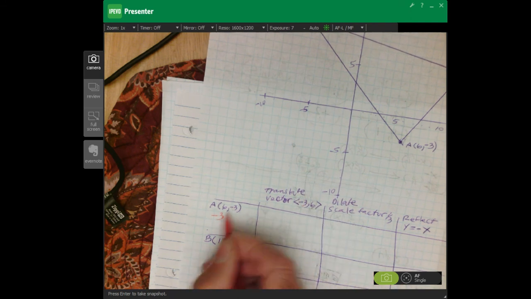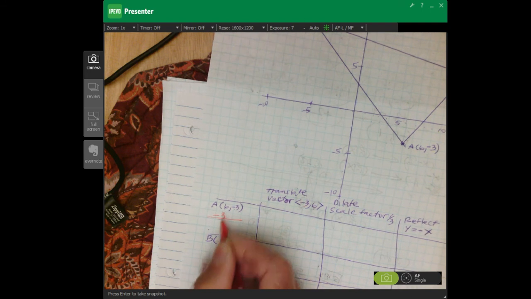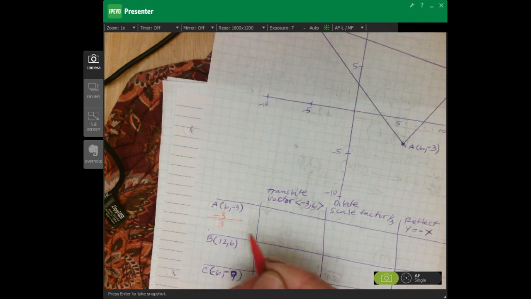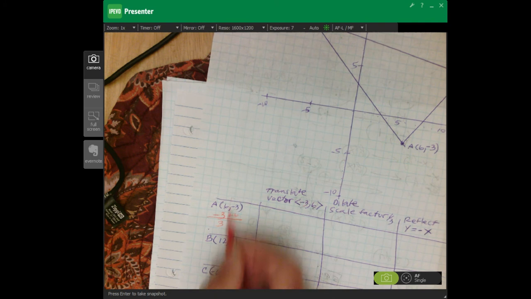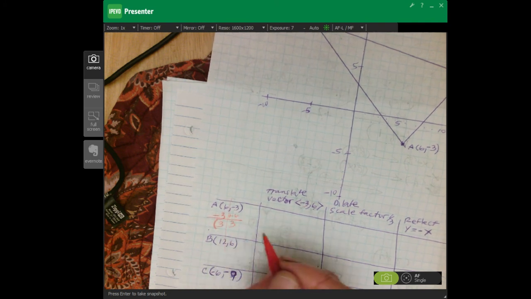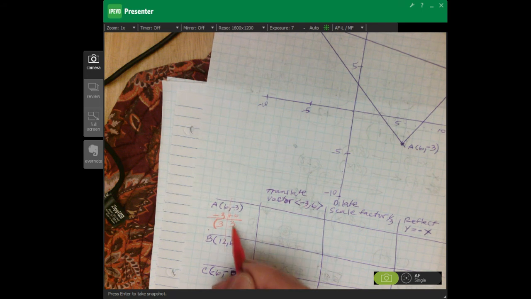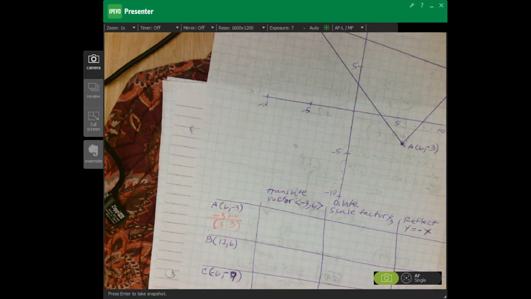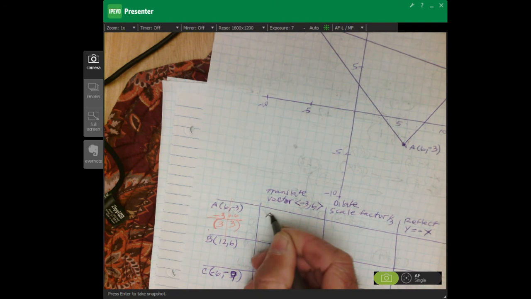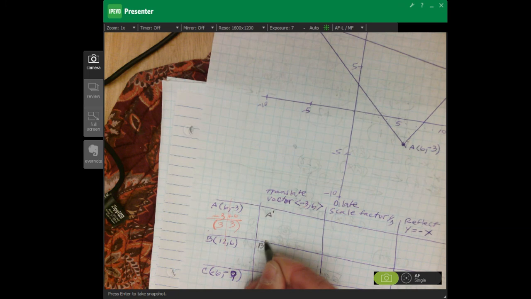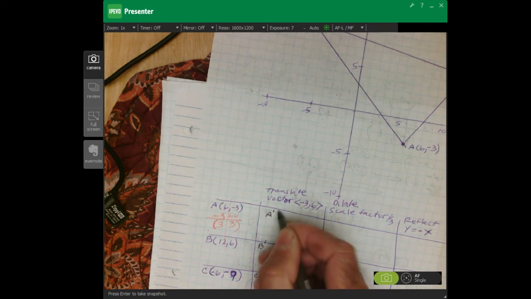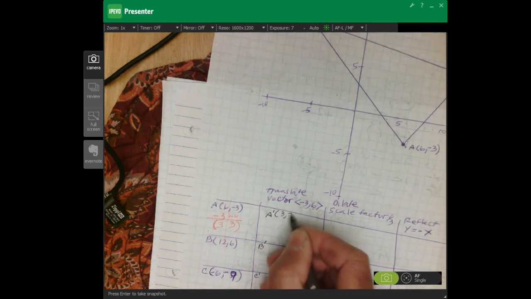So we're going to start with the point, and we're going to move it 3 to the left, and we can represent that by subtracting. And here, that's a positive, so we're going to add. So our new point will then be (3, 3). -3 plus 6 is 3. So that will be A prime. We're going to go A prime, B prime, C prime. So A prime will be (3, 3).